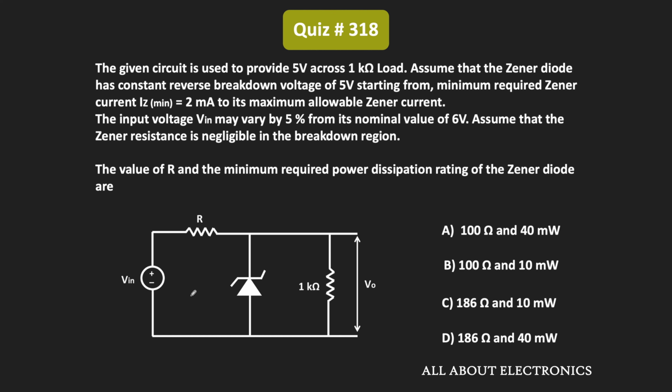So in this circuit, the nominal input voltage is equal to 6 volt, but it may vary between plus minus 5%. So here, we have been asked to find the value of this series resistor R and the minimum required power dissipation of this Zener diode.